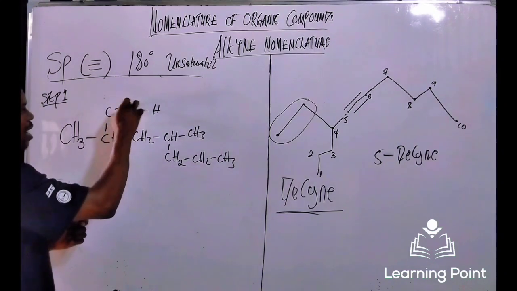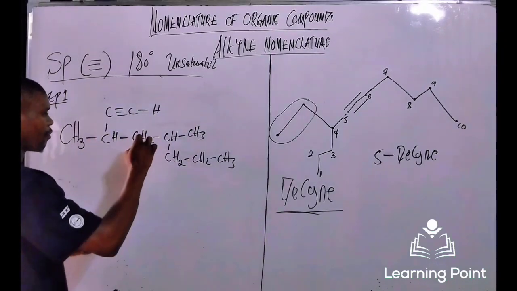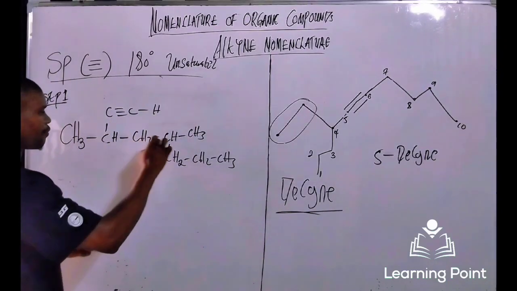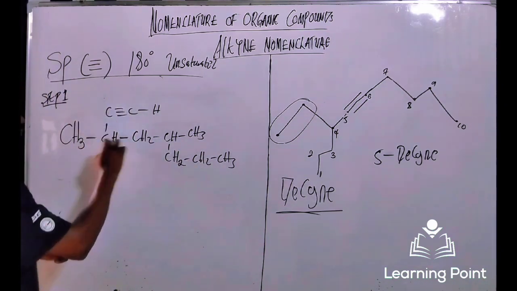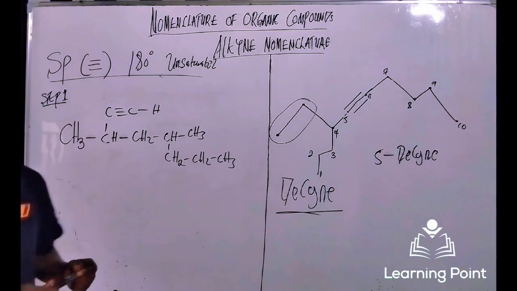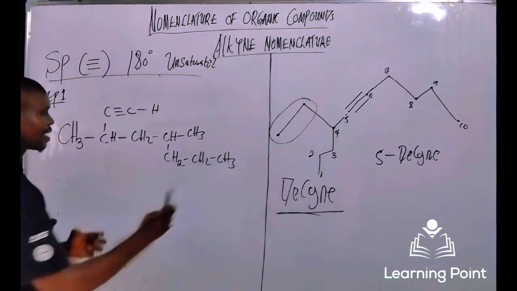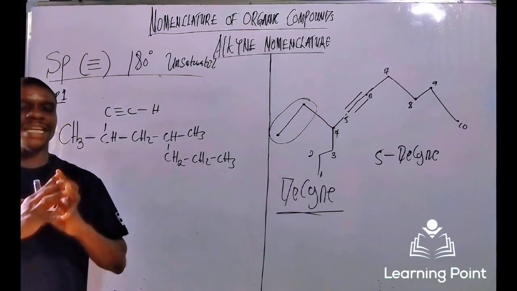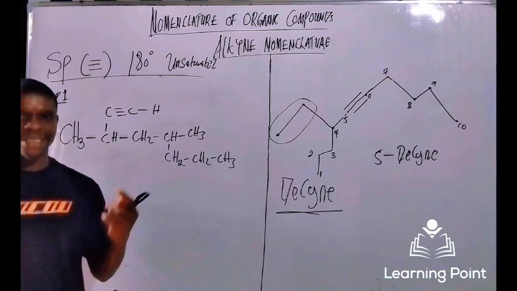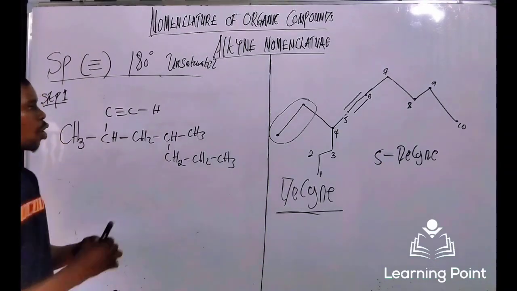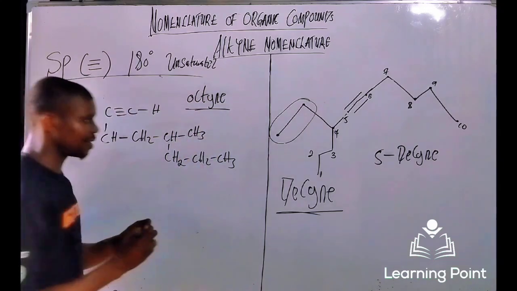So I can say here it's going to be 1, 2, 3, 4, 5, 6. And the other way, 1, 2, 3, 4, 5, 6, 7, 8. So here I'm going to have 8: 1, 2, 3, 4, 5, 6, 7, 8. So the longest continuous carbon chain that carries the triple bond is 8. It's going to be octane, right? You're going to have octane.